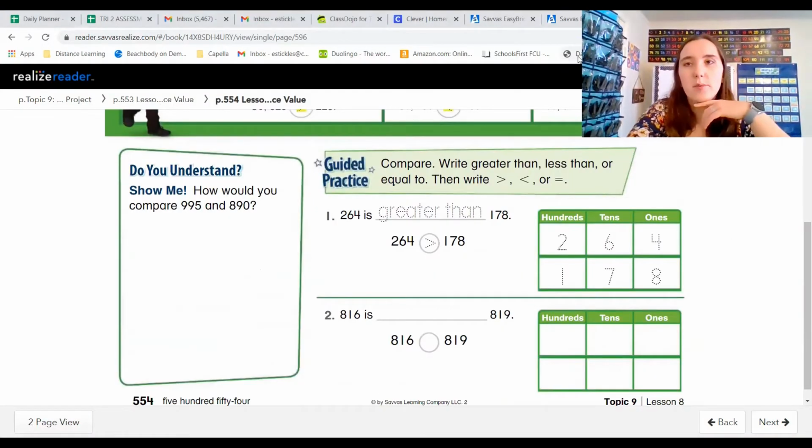Okay, we're going to do the guided practice problems on page 554. So make sure that's the page you're on and you have your pencil ready. And once you're ready, you can pause me or unpause me, and then we'll do this together. So it says compare, write greater than, less than, or equal to in the symbols. So here's our two numbers first. We have 264 and 178. So first, I'm going to put them in our place value charts here.